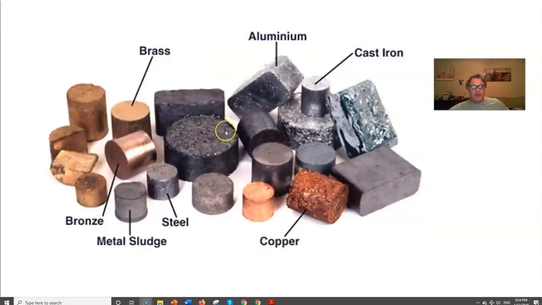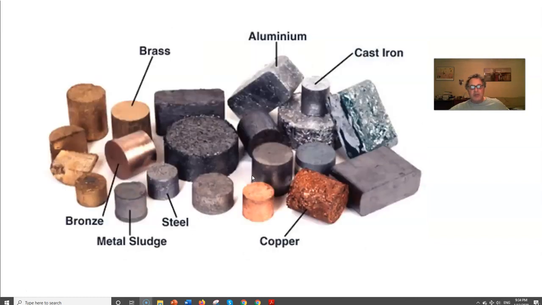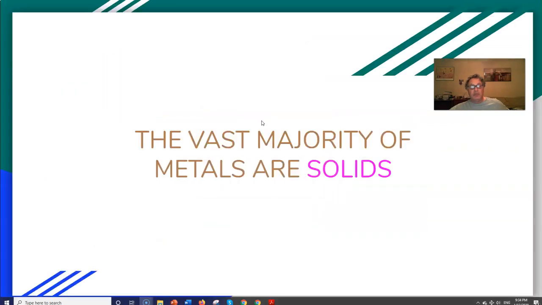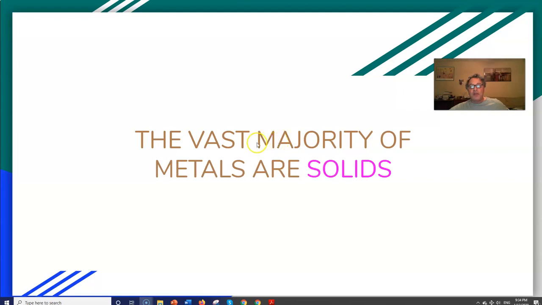And what you notice is that there are all sorts of different shapes, right? We can have solid cubes, we can have cylinders, we can have wire, we can have spheres, we can have tubes. But what's common to all of these depictions of metals? What's common to all of them? They're all what? They're all solids, right? The vast majority of metals are solids. Not all metals, but the vast majority.